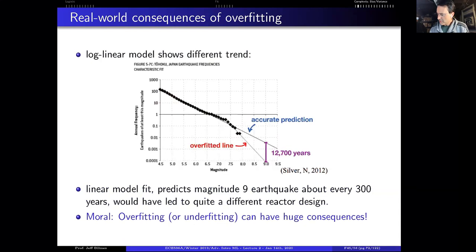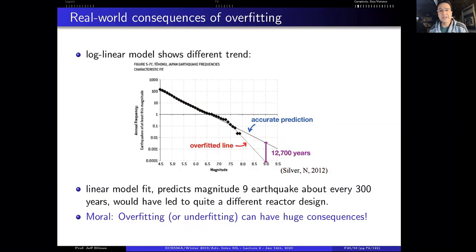So you can see the difference between this overfitted line and an accurate prediction is 12,700 years. And it has real world consequences, overfitting. And so the moral is that you should really be careful, overfitting and underfitting is quite important. And that's true in machine learning.